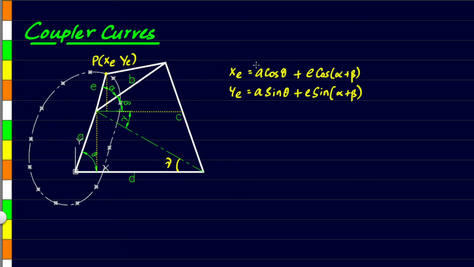So the thing is that a will be given to us, theta will be known, e is again a link length which is given to us, alpha is a link angle, so it's going to remain constant and will be provided to us. Beta, however, is unknown. So in order to use this equation properly, we would need the value of beta. So let's now try to find the angle beta.